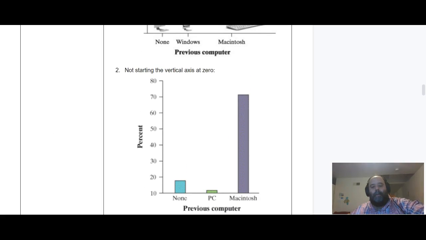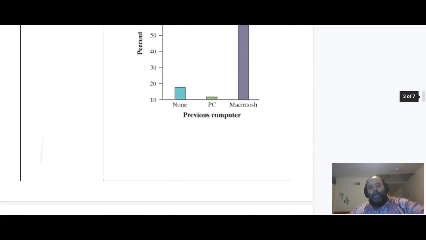Another one that becomes problematic is not starting with the vertical axis at 0. So here the vertical axis starts at 10, which makes the PC and the none bars look really, really tiny in comparison to the Macintosh one. But remember, those already start at 10, right? So there is some misrepresentation going on there because PC seems almost non-existent, and that's not the case in that graph.